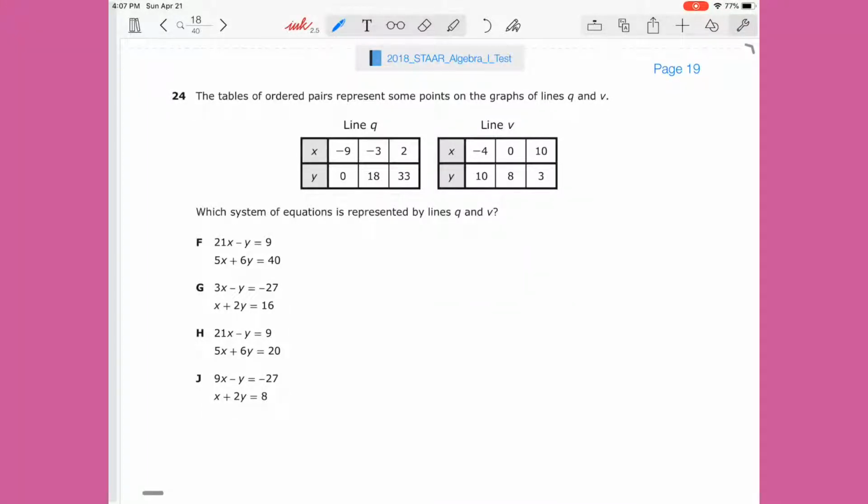So number 24 looks a little challenging at first when we first look at it, but when you think about it a little bit further, it's not. It says the table of ordered pairs represents some points on the graph of the lines Q and V. And we have two tables. And then it says, what system of equations best represents the lines Q and V? Well, the easiest way for me to do this is to look at my slope and write my equations.